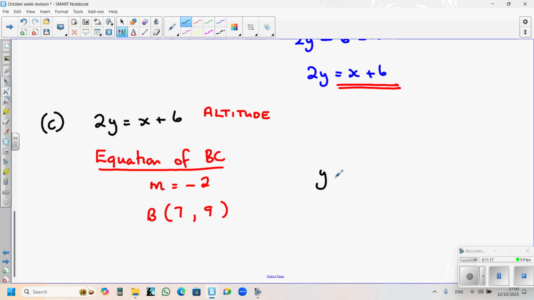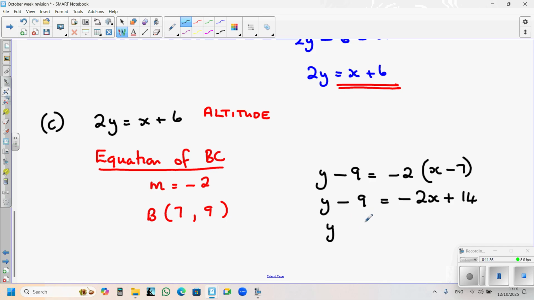So y minus b, y minus 9, is equal to m times x minus a, x minus 7. So y minus 9 is equal to -2 times (x minus 7). -2 times -7 is plus 14, and I can finish that off. So I want to add 9 on to both sides. So we've got y equals -2x, 14 add on 9 becomes 23. So that's the equation of BC.